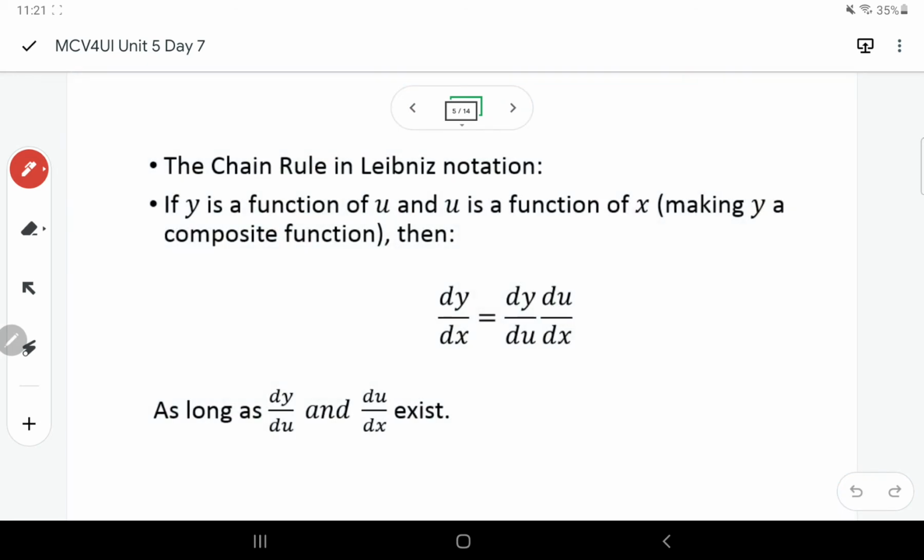A different way of writing this is using the chain rule in Leibniz notation. We have dy dx is the derivative of y in terms of u, so the derivative of the outer composite function, keeping that inside function the same, multiplied by the derivative of the inside function in terms of x.